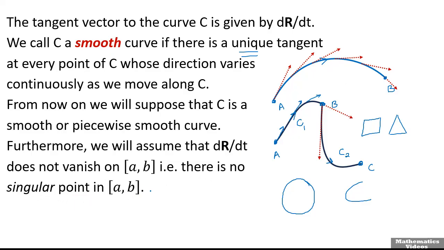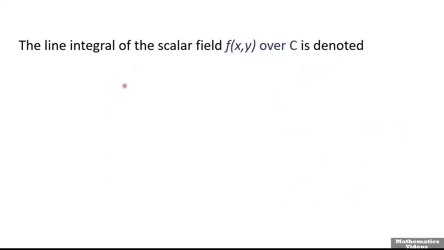So in defining the line integral, we must suppose that the underlying curve along which we are taking the line integral is such that there is no singular point in that curve. Similarly, when we define the surface integral, we will suppose that there is no point in the surface at which the normal vector goes to zero, or the null vector. These are the things that we will learn in the upcoming chapters. So now we are in a position to define the line integral of a scalar field.